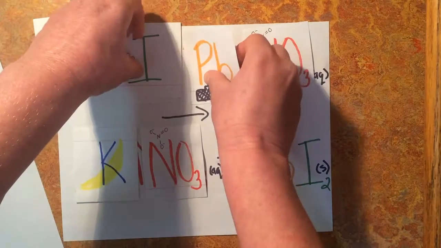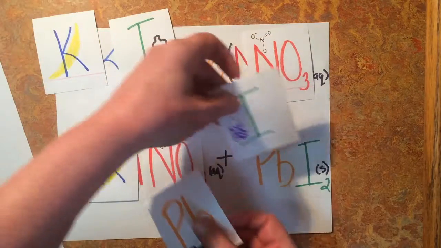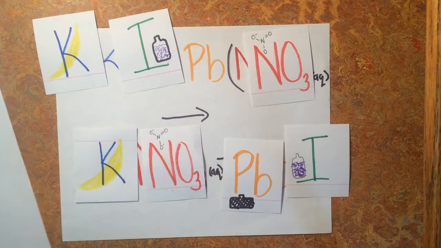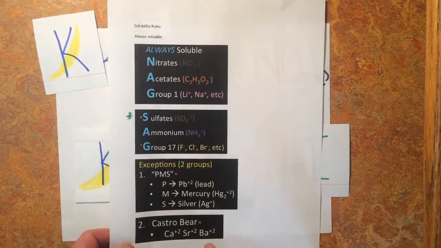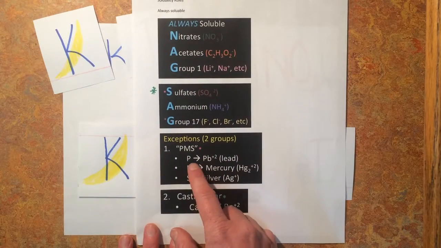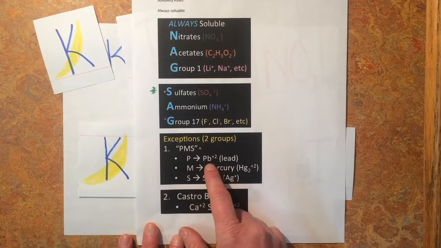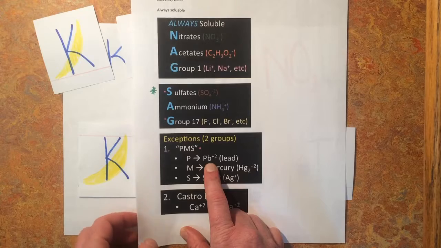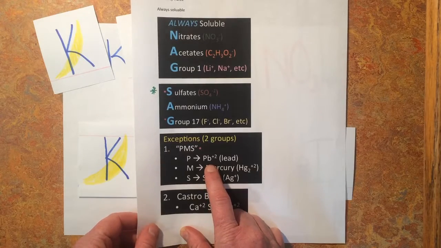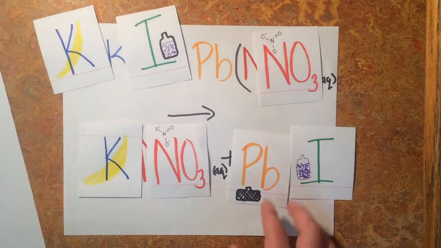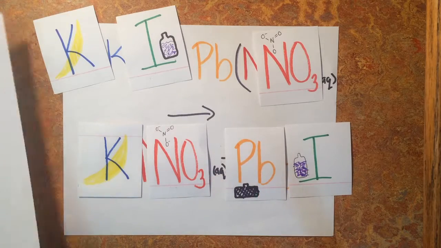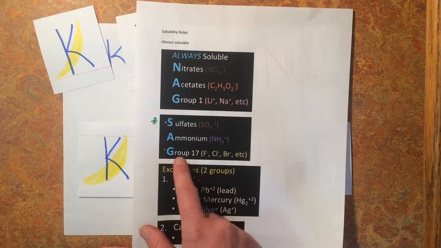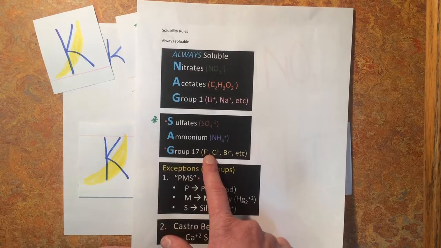When we have lead iodide, that's not going to stay in solution because of the exceptions. PMS is an exception where lead forms a precipitate. So when lead reacts with group 17, it's going to create a precipitate.